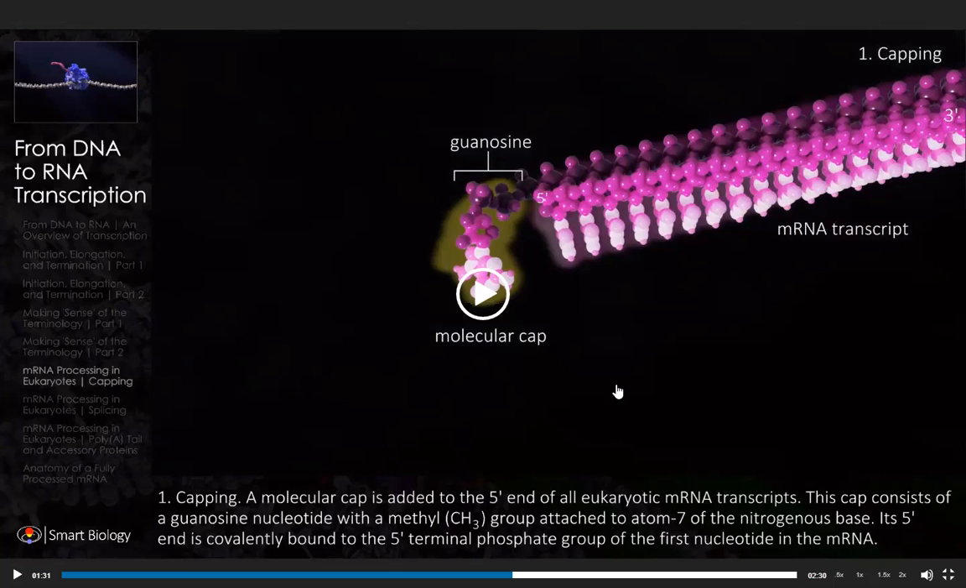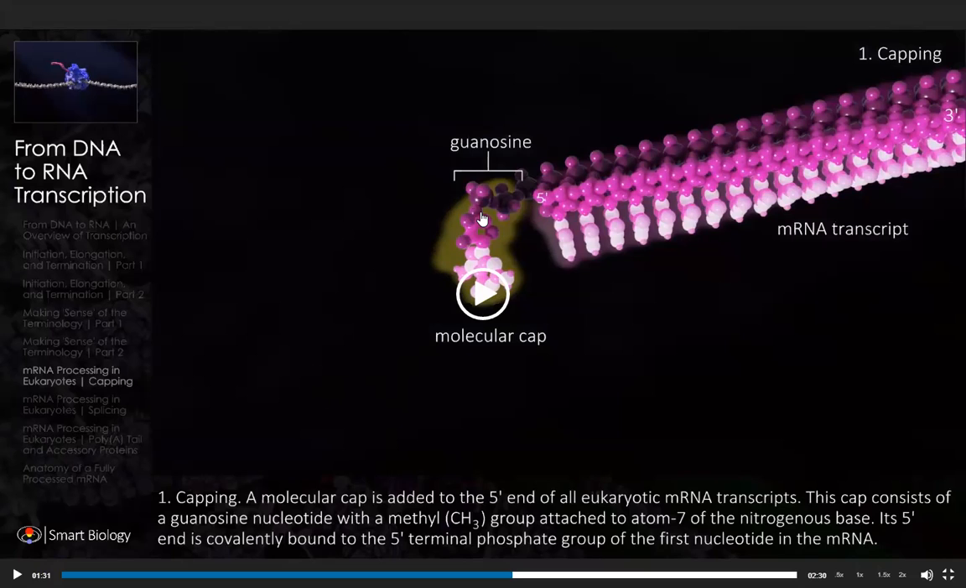The 5' end of the sugar molecule, remember, the numbering is given on the basis of the carbons of the sugar residue, the ribose residue, of the, in this case, the deoxyribose. Actually, this is the ribose. Its 5' end is covalently bonded to the 5' terminal phosphate group of the first nucleotide in the mRNA. So remember, we are reading the mRNA in the 5' to 3' direction. The 5' end of this mRNA has a phosphate group, as it should. This phosphate group now will form an unusual covalent bond with the 5' phosphate of the guanosine.